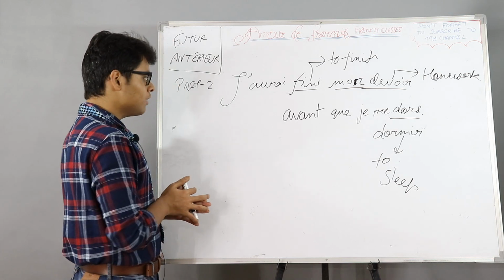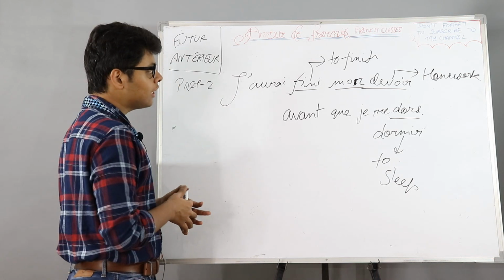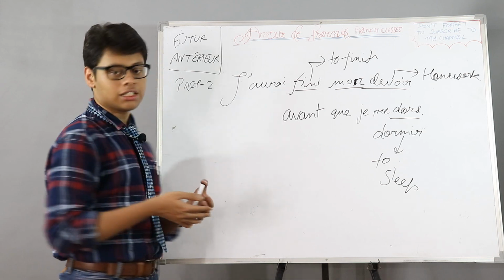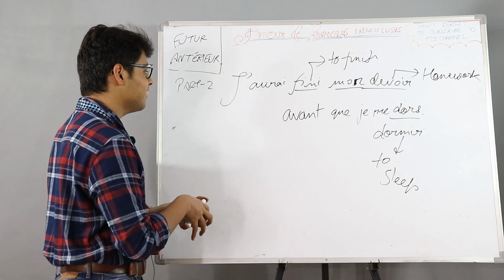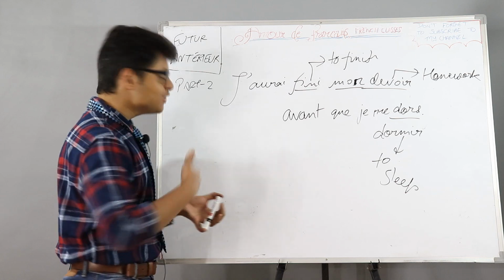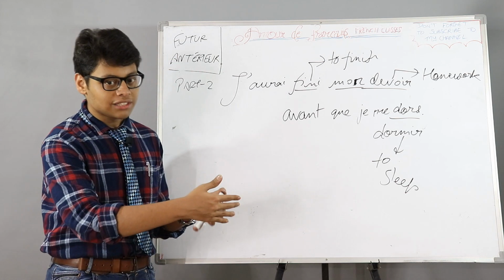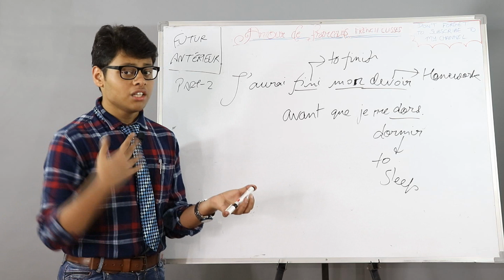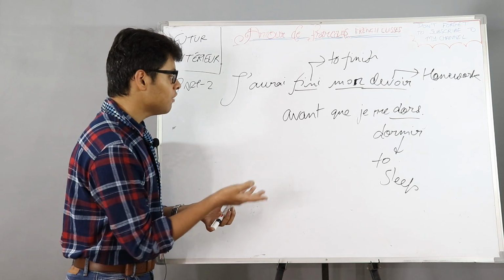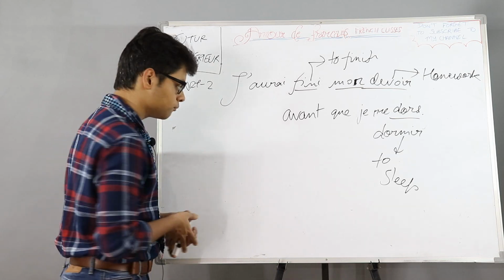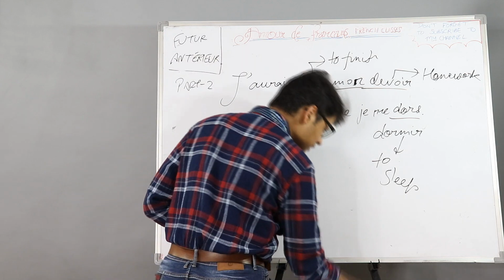So, first you are going to finish your homework. It's not like you are sleeping and then you are doing homework. That's practically not possible. And so you will finish the homework first, then you will go to sleep. I would have finished my homework, then I will go to sleep. J'aurais fini mon devoir avant que je m'endors. Let's take one more sentence.